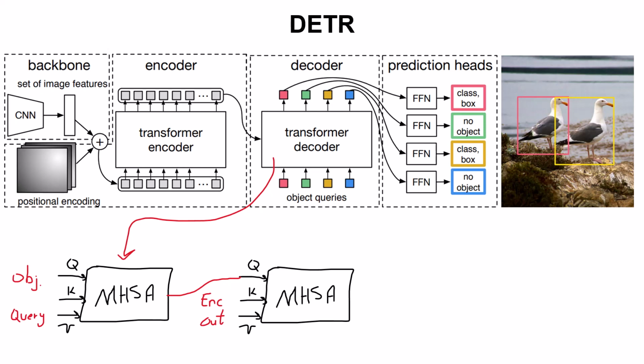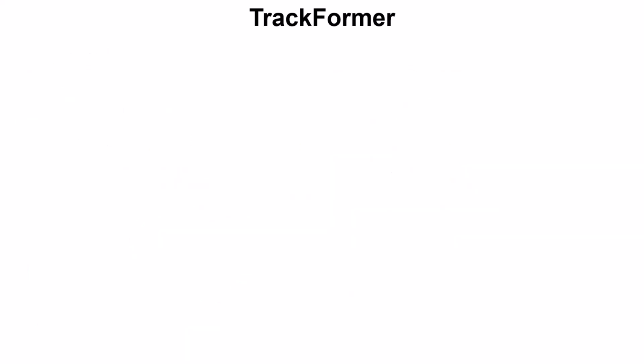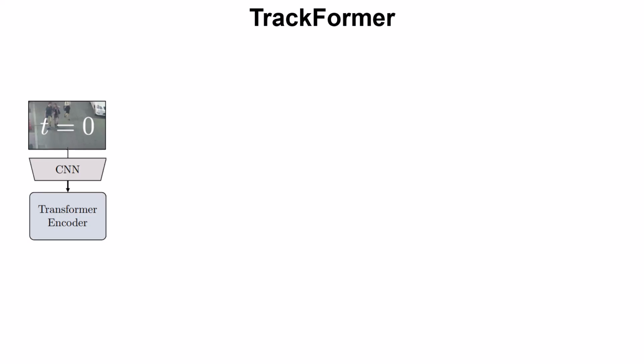Hopefully makes sense, because from now on, we just want to extend this idea for multi-object tracking. So now's the time to talk about this TrackFormer idea. In TrackFormer, given the first frame at time 0, we again pass it through a CNN architecture to capture some local information, followed by a transformer encoder to extract some global information. And we again have a transformer decoder that receives the transformer encoder output and some object queries.